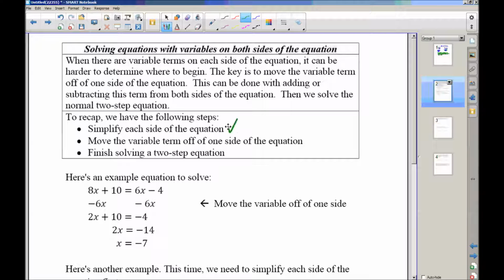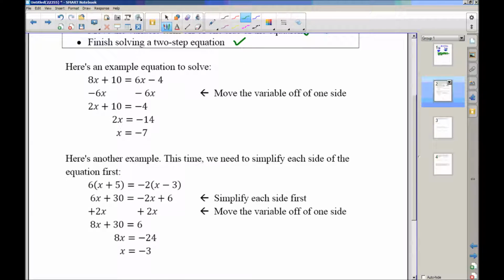Simplify both sides of the equation. Move the variable term off of one side of the equation using either add or subtract. Okay? And then finish by solving the remaining two-step equation. Here's a complete example for you.